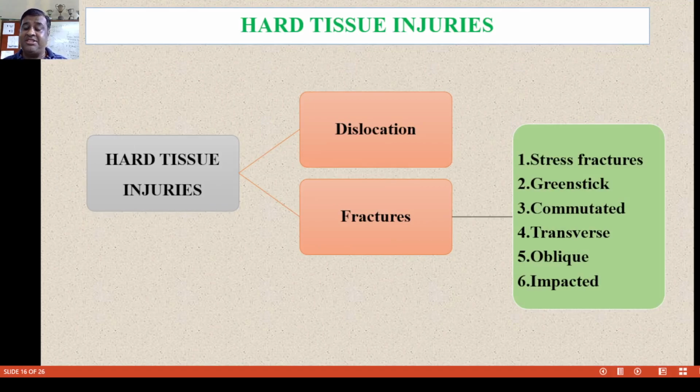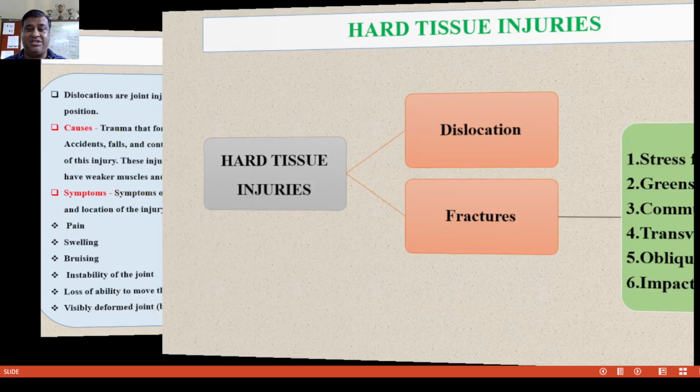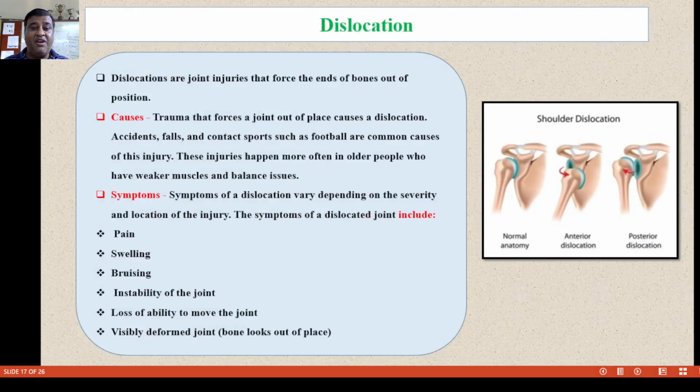Now bone type of injuries: there are two types of bone injuries, dislocation and fracture. Under fractures there are 6 types: stress fractures, greenstick fractures, comminuted fractures, transverse fractures, oblique fractures and impact fractures. Now first is dislocation.